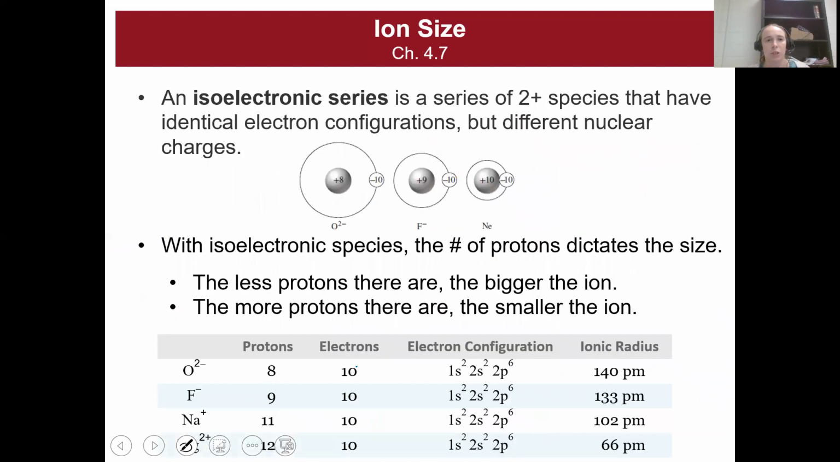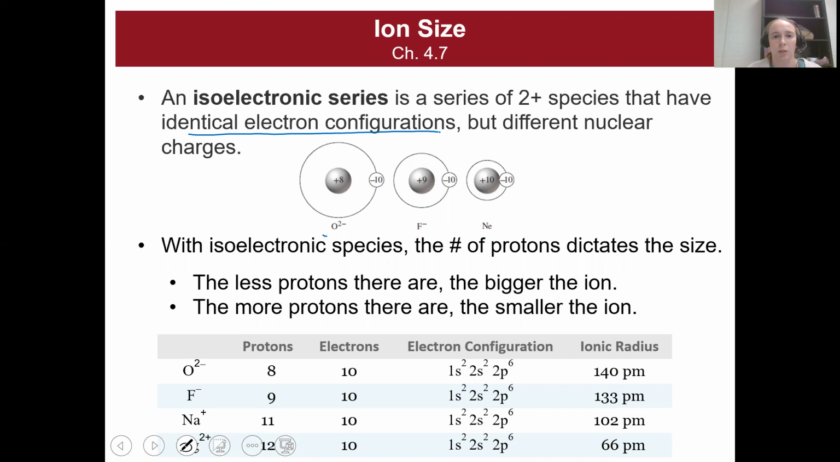And finally, we're going to talk a little bit about isoelectronic series. That means it's a series of two or more species that have identical electron configurations. So isoelectronic, same number of electrons. So they have the same electron configurations, but they have different nuclear charges.